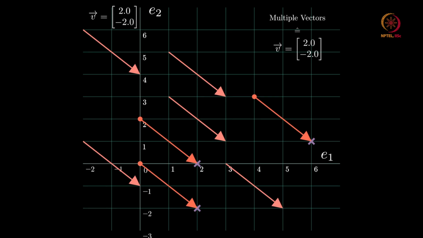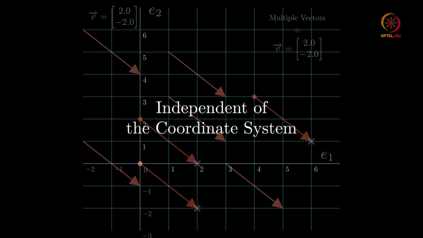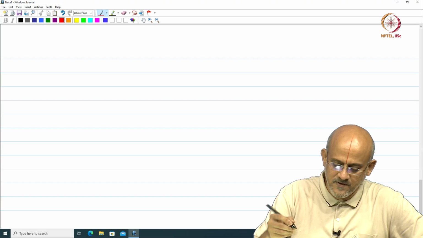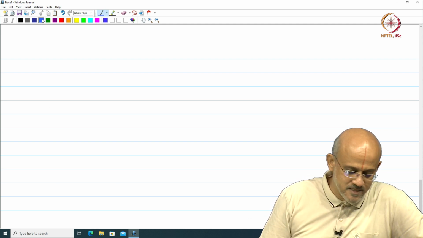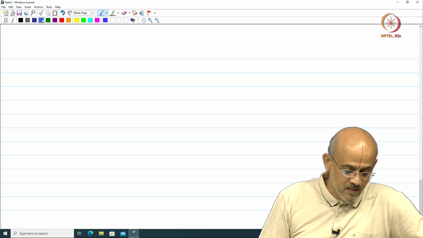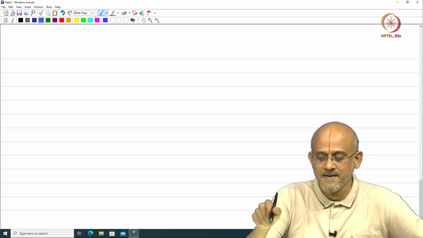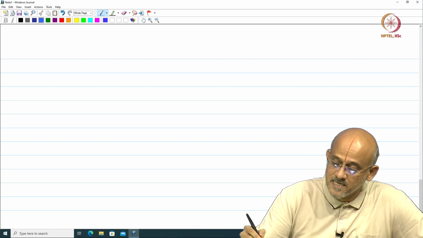That means this vector 2 minus 2 is independent of the coordinate. That is what we want to emphasize. So, whenever you say a vector, all the vectors that we have seen in the previous example are 2 minus 2 vectors, irrespective of the coordinate. But the difference that we see is that when we say the point 2 minus 2, that point is fixed, whereas the vector 2 minus 2 can be anywhere in the space. Is that clear? That is the basic difference that we have.